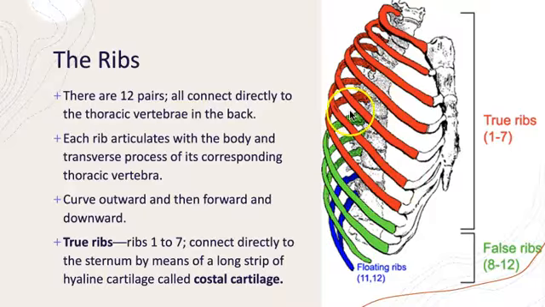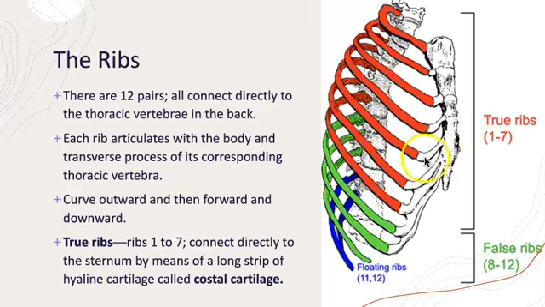Each of these ribs will articulate with the body and the transverse process of the thoracic vertebrae, and then they'll curve outward and then forward, and you can see that they're moving a bit downward. We do classify these ribs, so ribs 1 through 7 are known as our true ribs, and they're classified based on if they truly are connecting directly to the sternum.